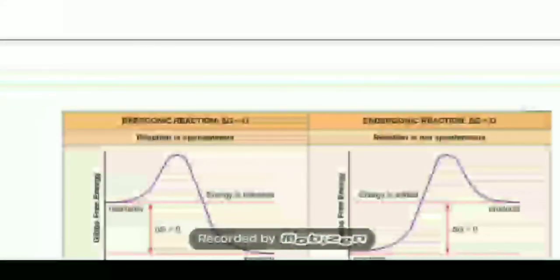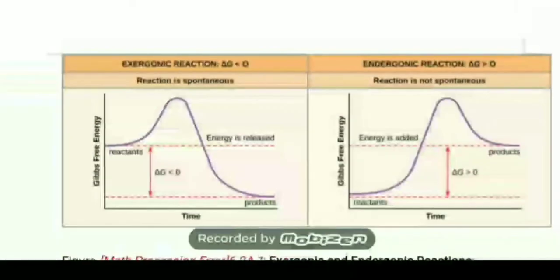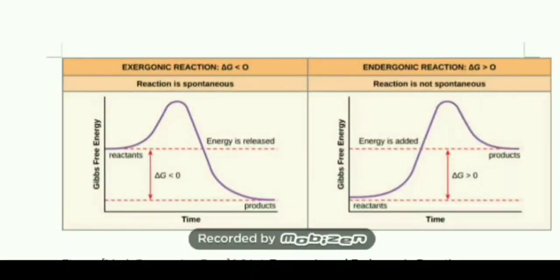And these endergonic and exergonic reactions we can see by this graph. So here if the reaction is an exergonic reaction, the reaction is spontaneous, and the graph will be as shown in this diagram. So there is a difference between endergonic reaction and exergonic reaction.